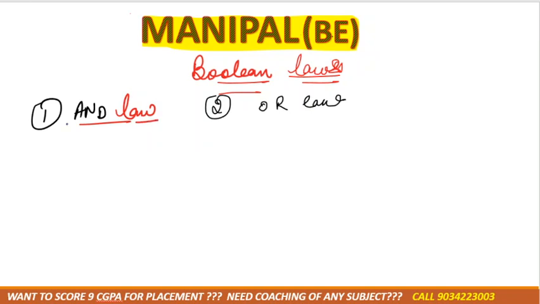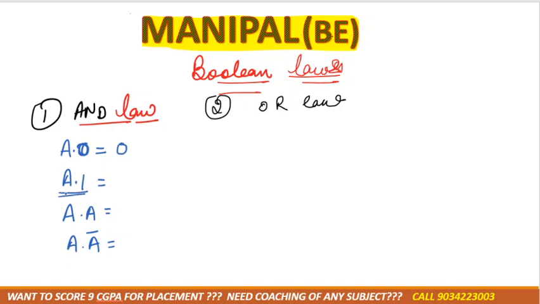Dot means the multiplication, right? So in this, suppose we have A dot 0, A dot 1, A dot A, and A dot A bar. Then what would be the output for this? A dot 0 is how much? Can you tell me? 0, because 0 multiplied by any term is always equal to 0.